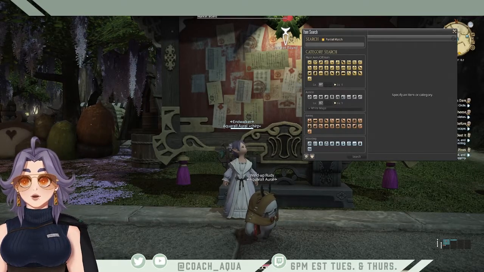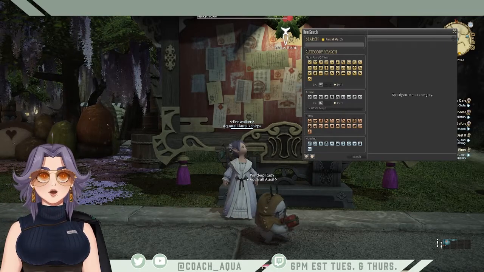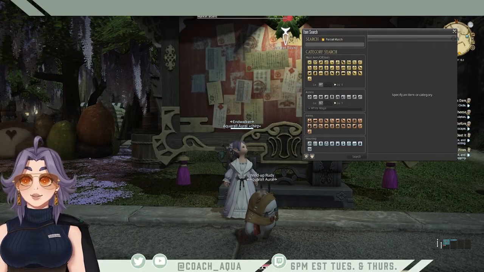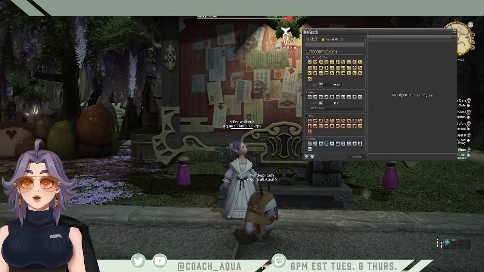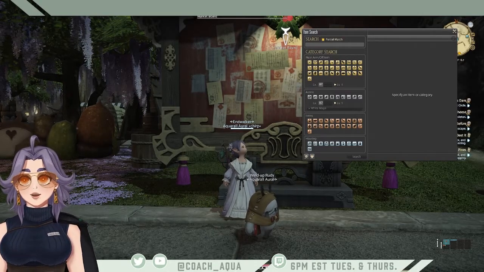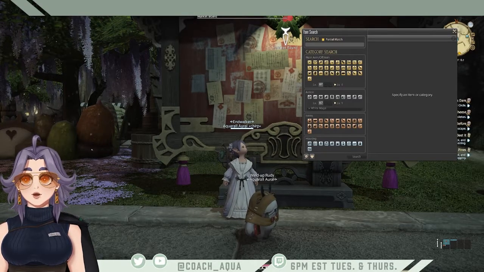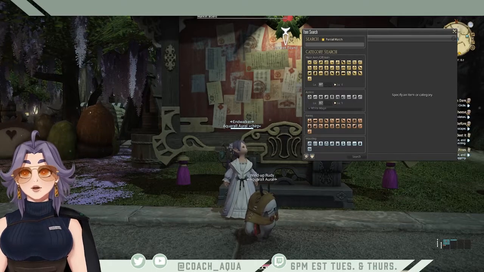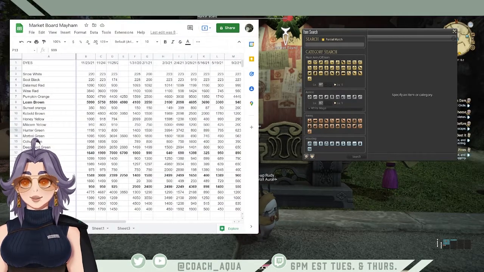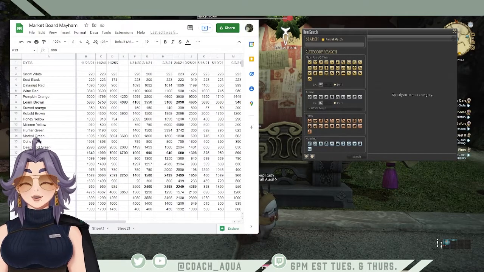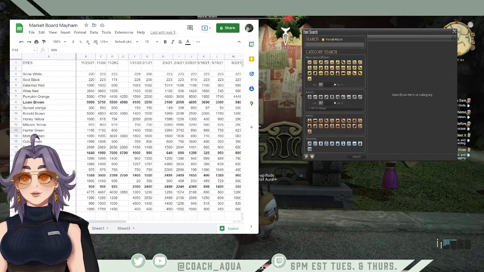So, one thing that I do is I go on the market board whenever I want to list stuff. It doesn't have to be every day, but it can be every day. And then I pop open another tab or another window, and some of you aren't gonna like this, but I open up a spreadsheet. Scary, yes. But I started this just to keep track of dyes.